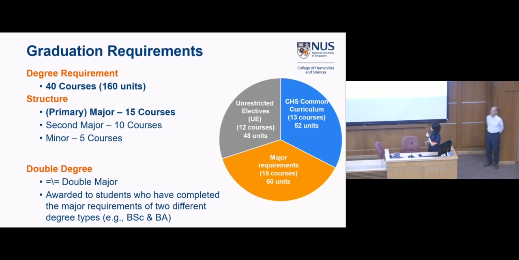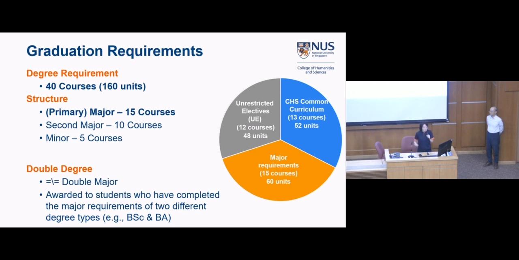And then there's major requirement. For one major, we have 15 courses to fulfill. So you can see the orange pie chart here shows the 15 courses for your primary major. If you do the math, 40 minus 13 minus 15, that's 12 left. Those 12 courses are what we refer to as unrestricted electives, or in short, UE.